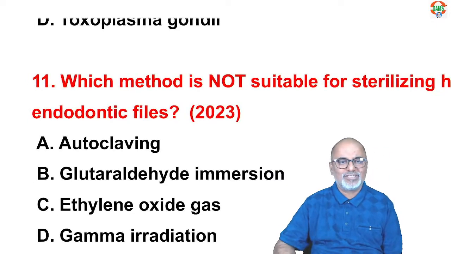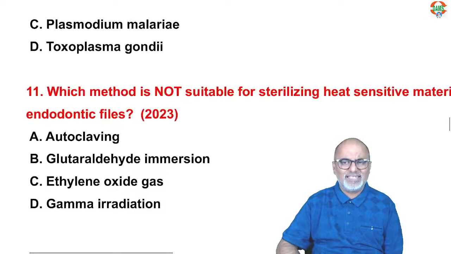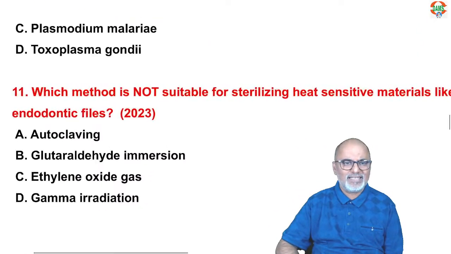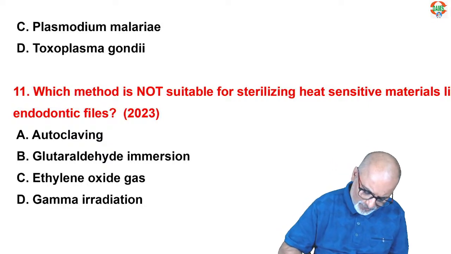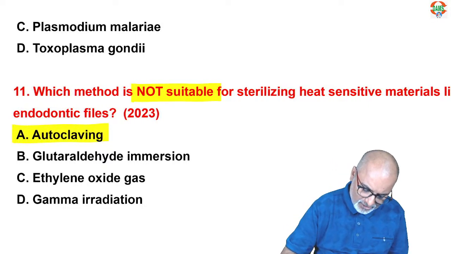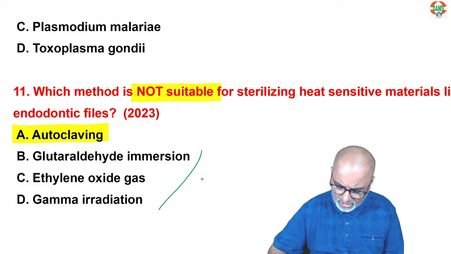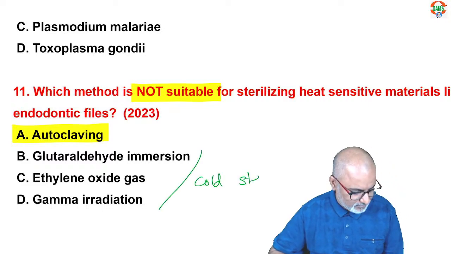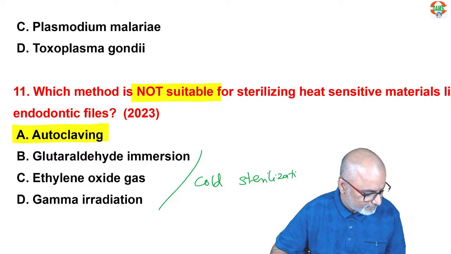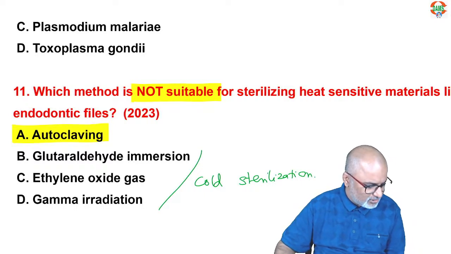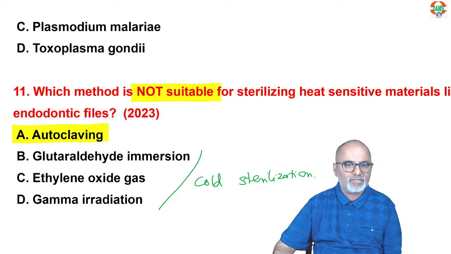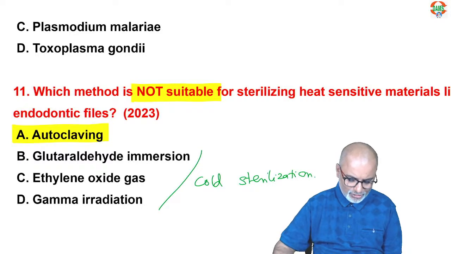See the 2023 question. Which method is not suitable for sterilizing heat sensitive materials like endodontic files? Heat sensitive material should not use heat. So the one not suitable is autoclaving, because glutaraldehyde, ethylene oxide, and gamma radiation are all called cold sterilization. There is no heat production.